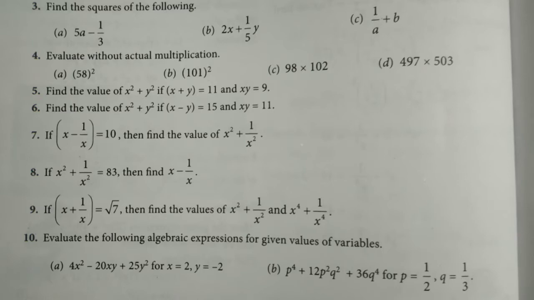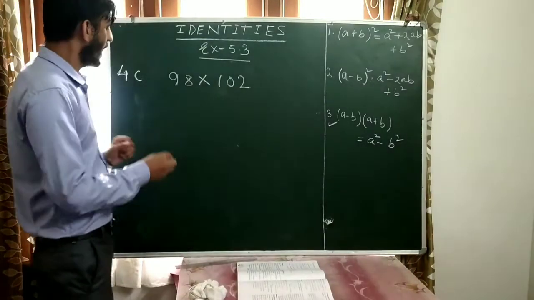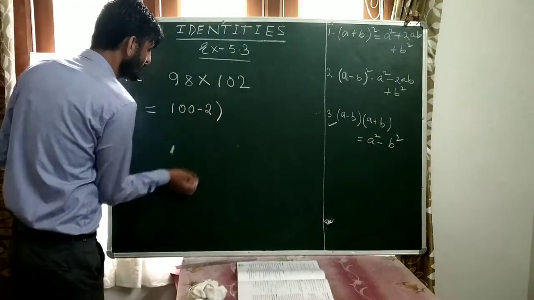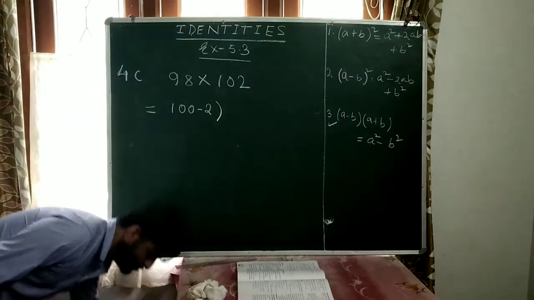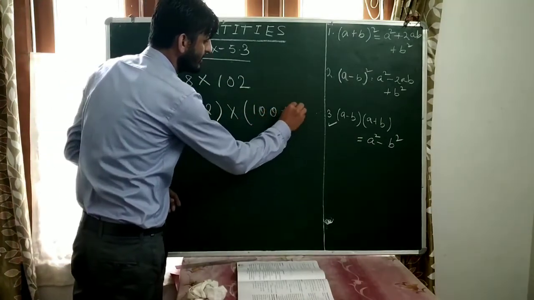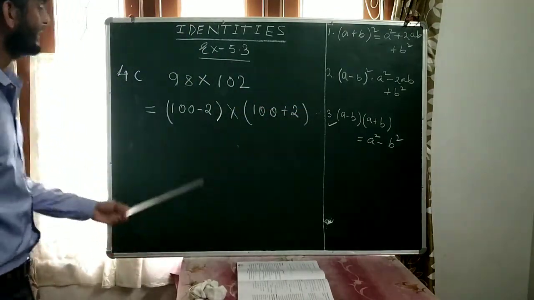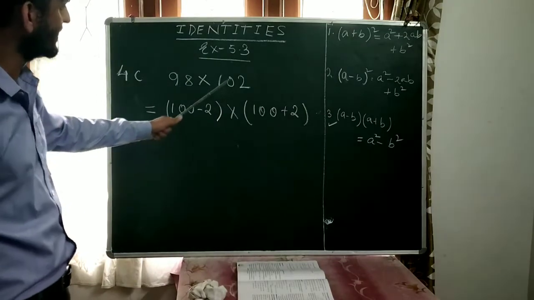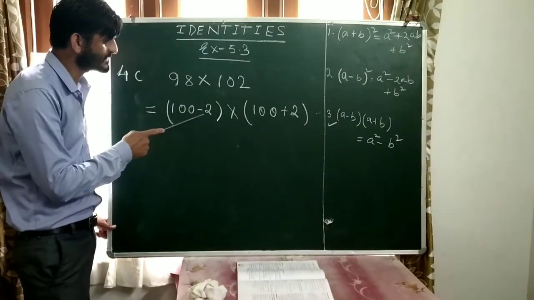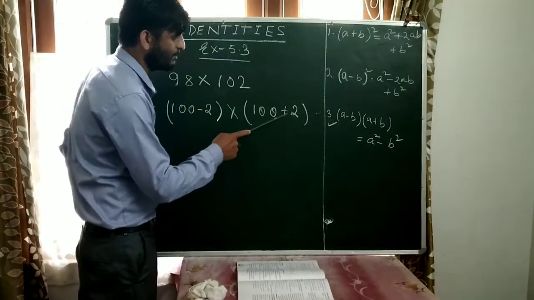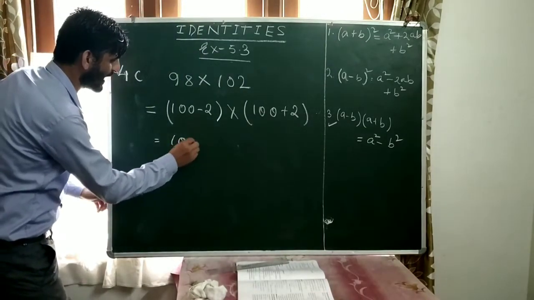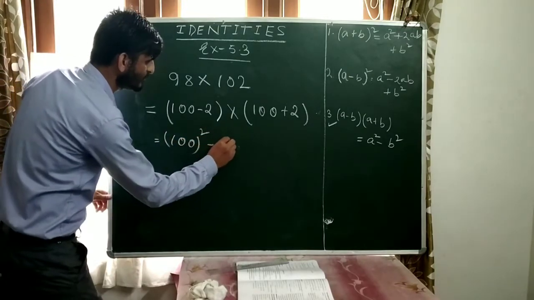Now let's see what will happen. 98 and 102. I will write 98 as 100 minus 2, and 102 means 100 plus 2. Yes or no? Look, I split it. 98 is 100 minus 2 and 102 is 100 plus 2. Now this is in the form of a minus b multiplied by a plus b. That is this formula, and this formula will result in a square minus b square.